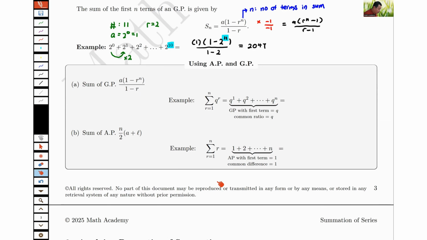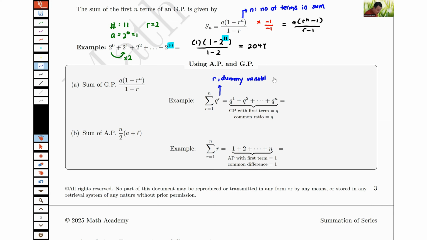So why are we mentioning this when we were explaining sigma notation and summation? It comes in these two small examples here. If you see that your term has r, which is your dummy variable, in the power, it will be a GP.